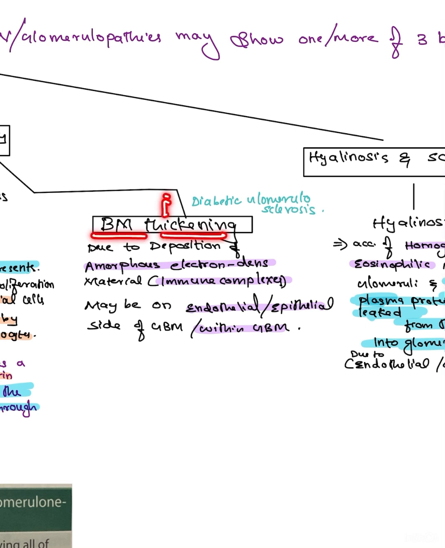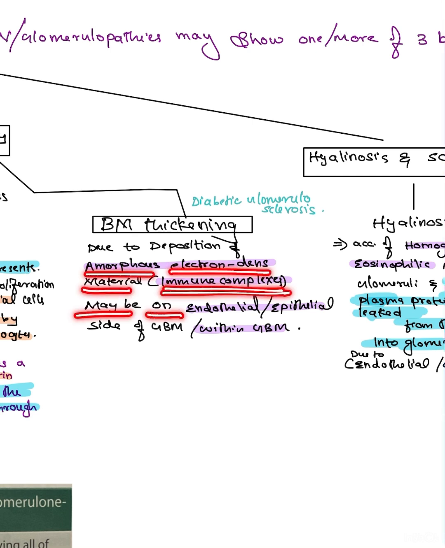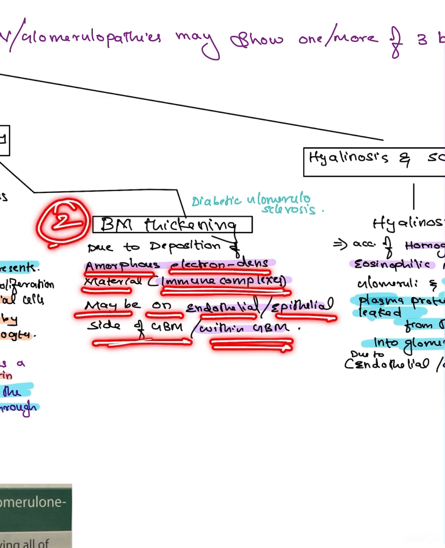It is mainly seen in diabetic glomerulosclerosis. This is due to the deposition of amorphous electron-dense material, mainly immune complexes. It may be on the endothelial or epithelial side of the basement membrane, that is subendothelial or subepithelial, or within the glomerular basement membrane. That is the second histological alteration, thickening of the glomerular basement membrane.